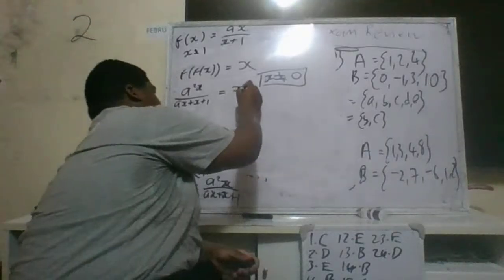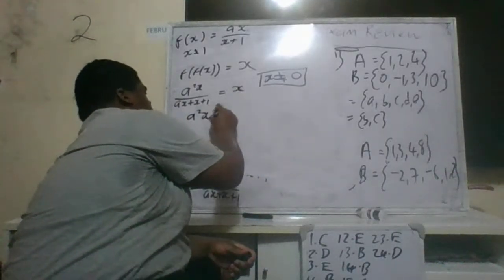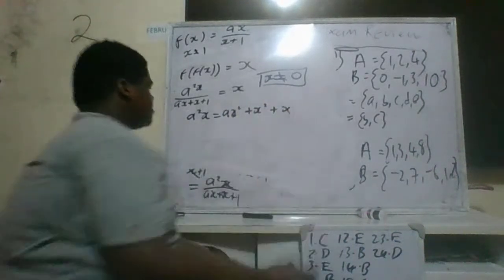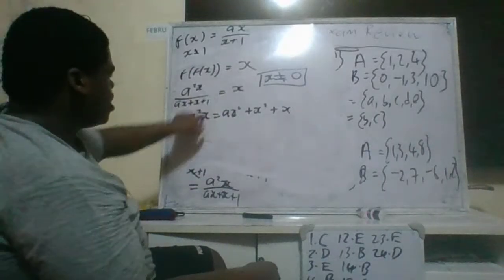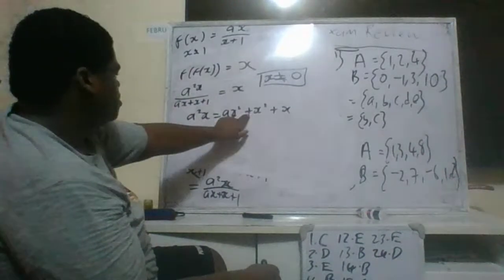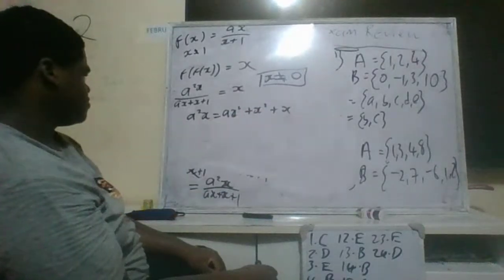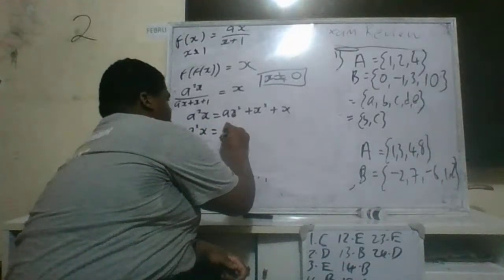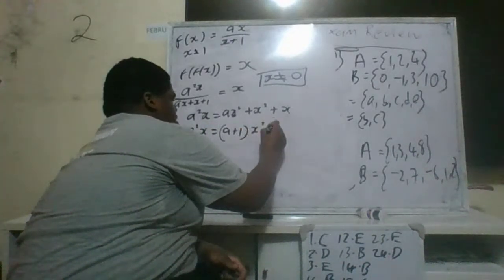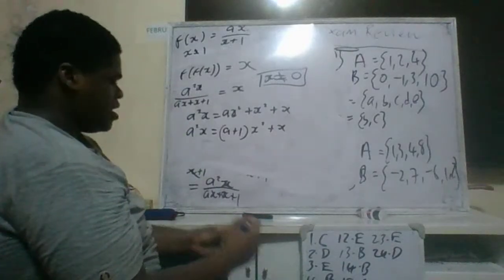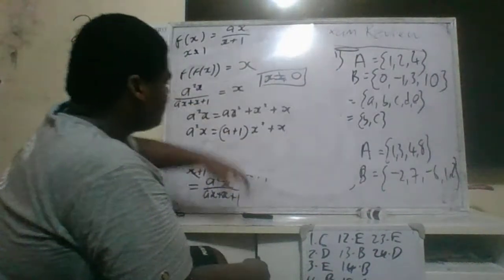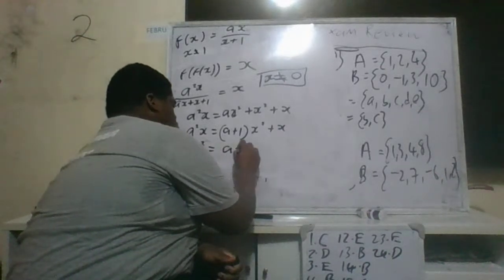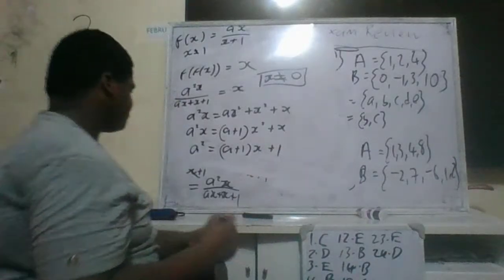Now let's continue solving. That means a squared x will be equal to ax squared plus x squared plus x. Remember, you cross multiply, you have a squared x is equal to ax squared plus x squared plus x. This will be a squared x equal to (a plus 1) times x squared plus x. Now, since we said that x is not equal to 0, you can divide all through by x. So we have a squared equal to (a plus 1) times x plus 1.